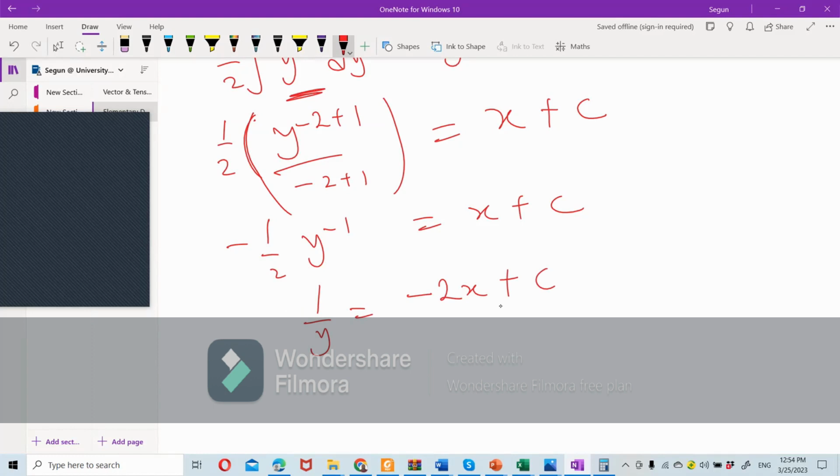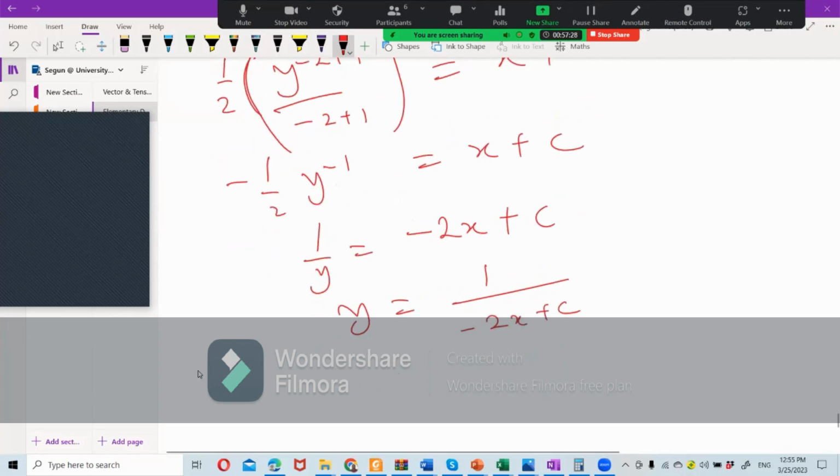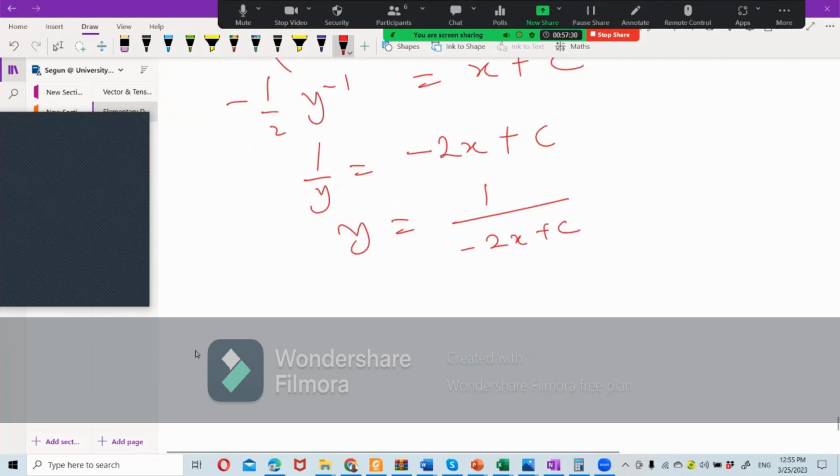So in this case now, we can flip 1 over y and it will affect this one. When you do this, you make y the subject of the formula. What do we have? y equals 1 all over negative 2x plus c. Do you agree? Yes, sir.